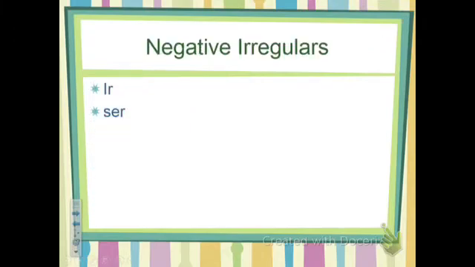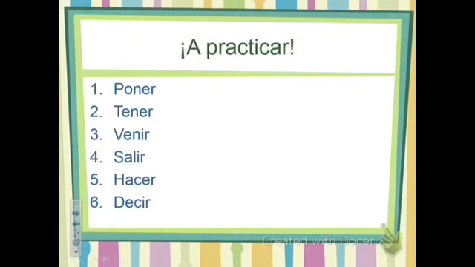Negative irregulars, there's only two. Ir is no vayas, which means don't go. Ser, no seas, don't be. So let's practice. Poner. No pongas. These are all negatives. Tener.